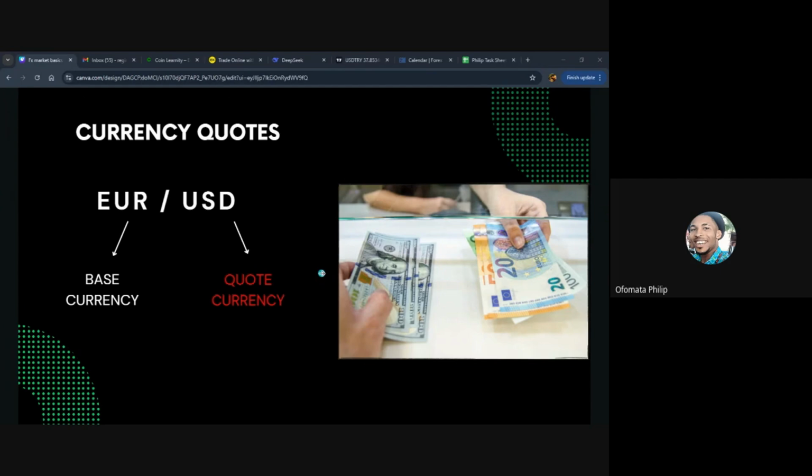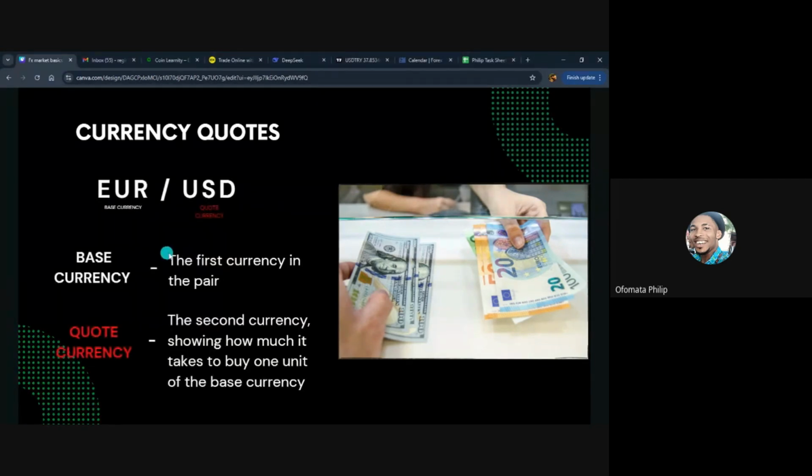Now, coming to currency quotes. What are currency quotes, or how do we view currency quotes when it comes to the foreign exchange market? Let's take, for example, the Euro USD, which is the most traded currency pair in the foreign exchange industry. When you are pairing these two together, we have two different countries' currency: one, which is Euro, and the second, which is the United States dollar. The first one is always the base currency, while the second is the quote currency, and we'll see the function in a minute.